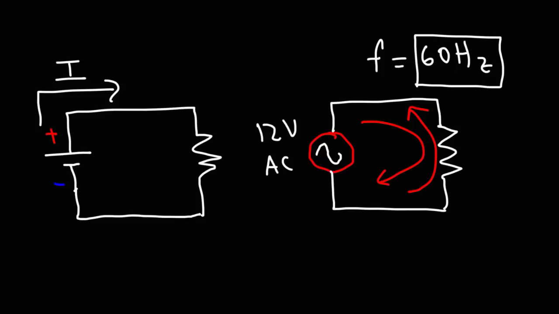So now you see the difference between a DC power source and an AC power source. DC stands for direct current, AC stands for alternating current. Now you might be wondering, how can I convert a DC power source into an AC power source? Well, here are two ways you can do so.